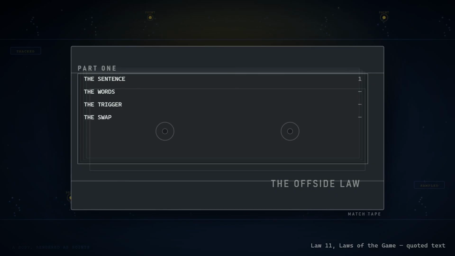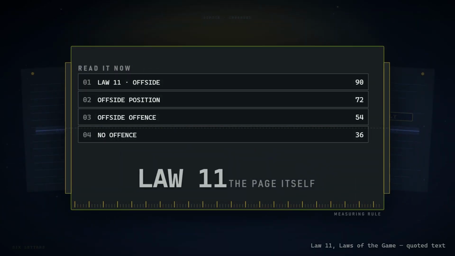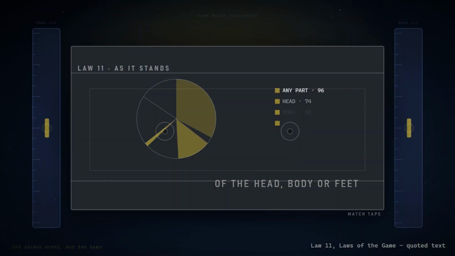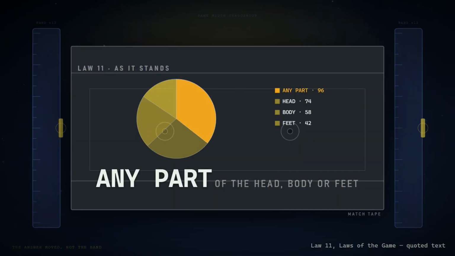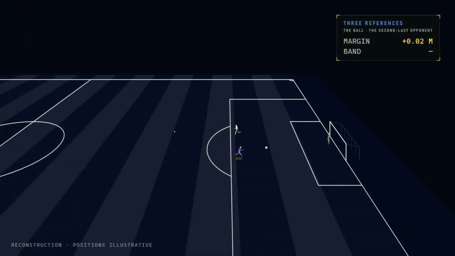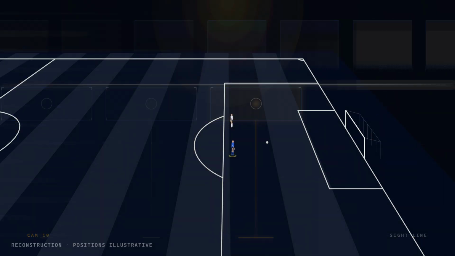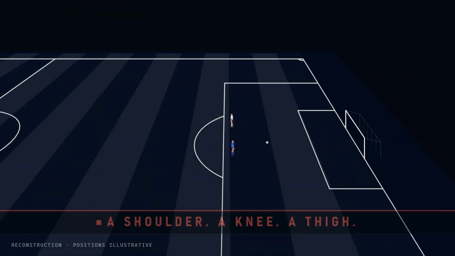Football's offside law is one sentence, and you have never had a reason to read it. Read it now. Law 11. A player is offside if, quote, any part of the head, body, or feet is nearer to the opponent's goal line than the ball and the second last opponent. Any part. That is the trigger. A shoulder. A knee. The front of a thigh.